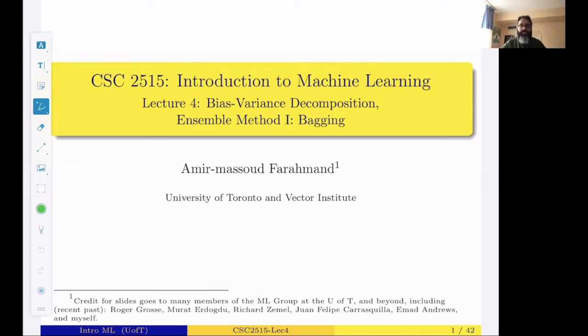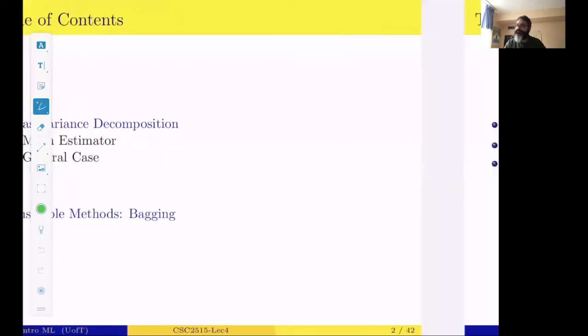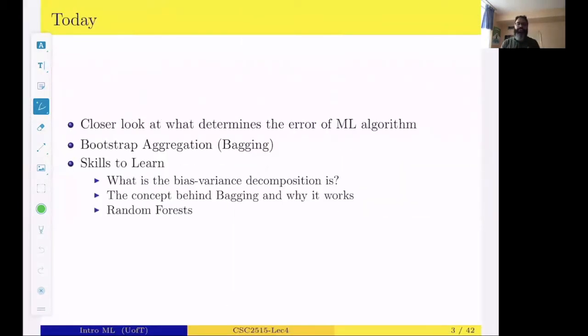So let's start this lecture on bias and variance decomposition and also ensemble methods, the first part of which is on bagging. Here, what we want to do is to have a closer look at what determines the error of some machine learning algorithm, or in general, some estimation procedure. This gives us more intuition of when machine learning algorithms perform well, or why they may not perform very well, and what the different contributing factors are.